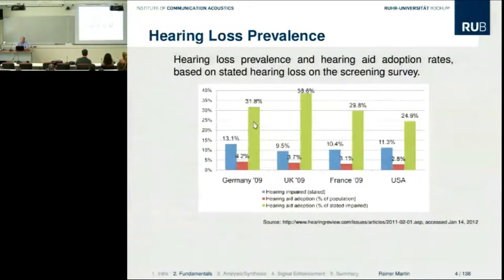So here, the blue bar is the hearing impaired percentage. The hearing aid adoption rate is in red, and in green, the hearing aid adoption of the stated hearing impaired population, which is only then roughly 30%.